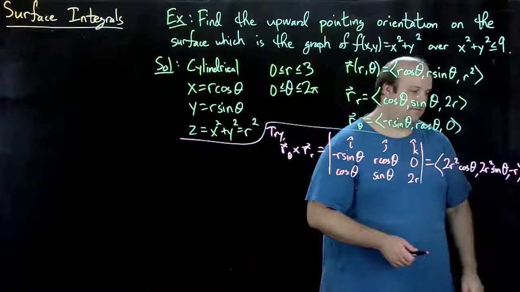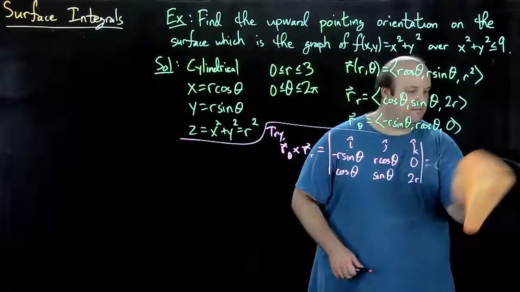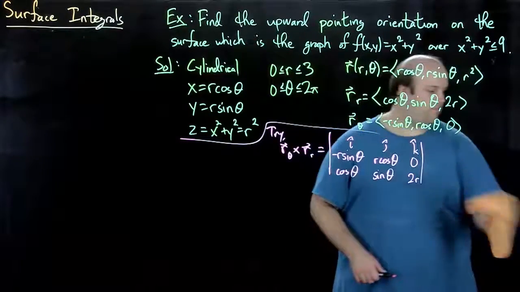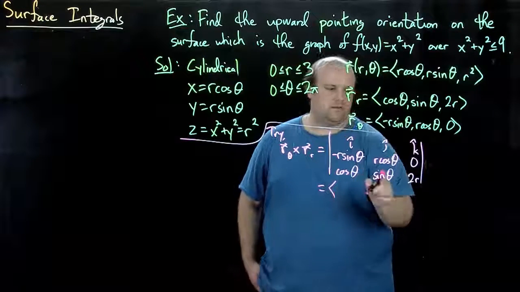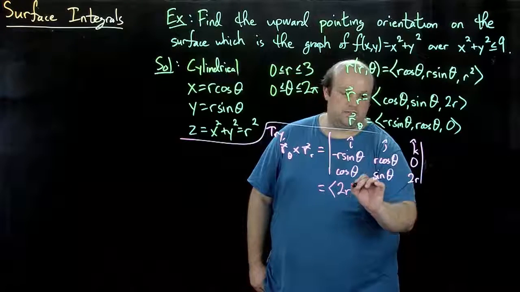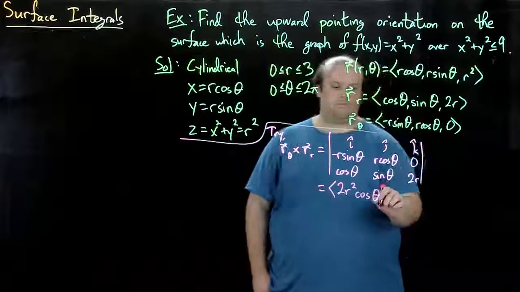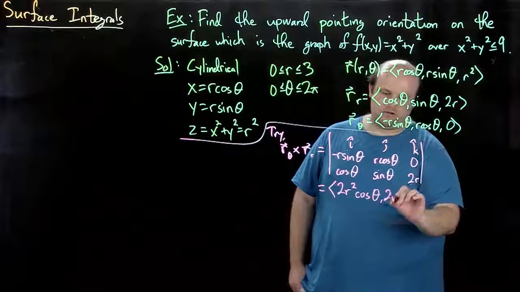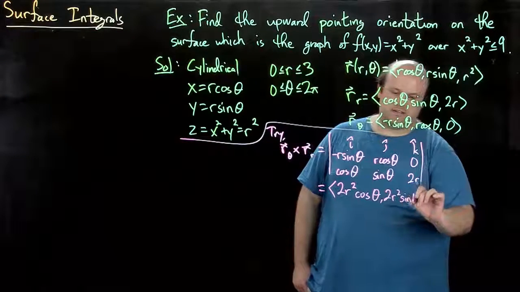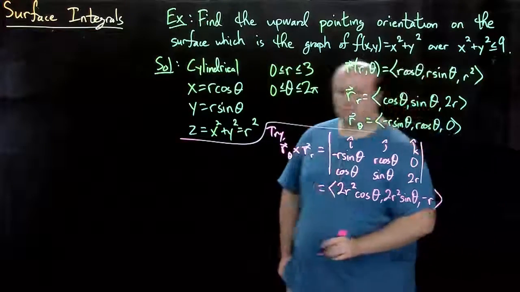Okay, ran out of room on the edge there. Let me go ahead and write this on the next line. So that was 2r squared cosine theta, 2r squared sine theta, and minus r. Okay?